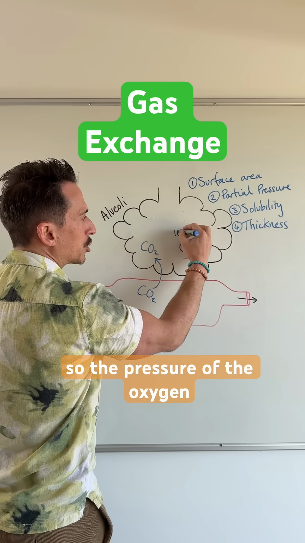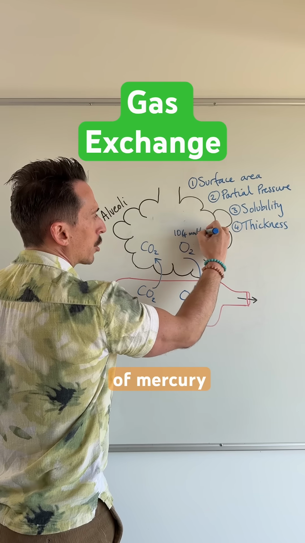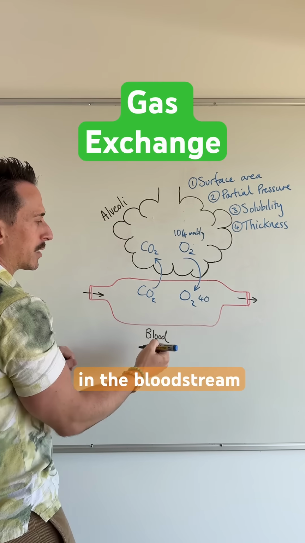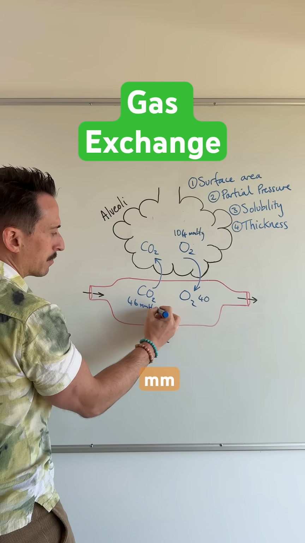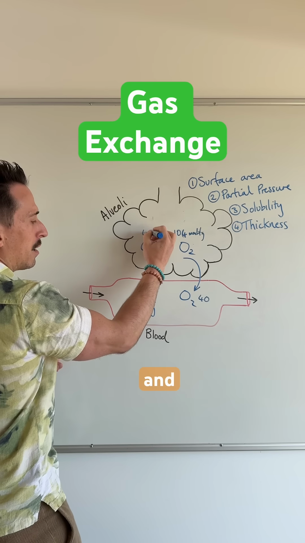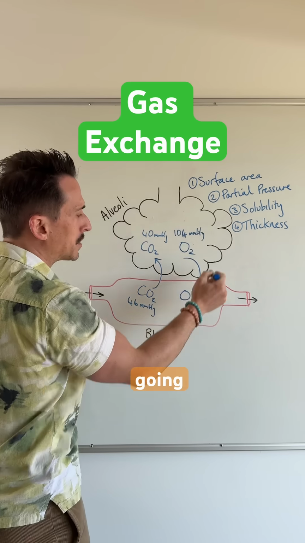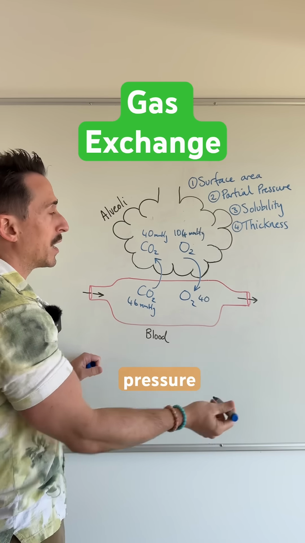So the pressure of the oxygen in the alveolus is around about 104 millimeters of mercury compared to around about 40 millimeters of mercury in the bloodstream. The carbon dioxide is around about 46 millimeters of mercury in the bloodstream and 40 in the alveolus. So as you can see, they're going down their own concentration gradient, what we call their partial pressure.